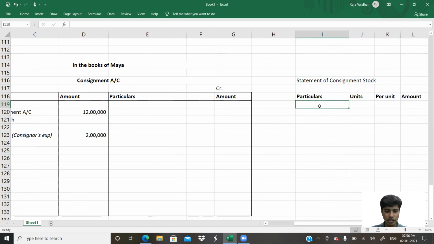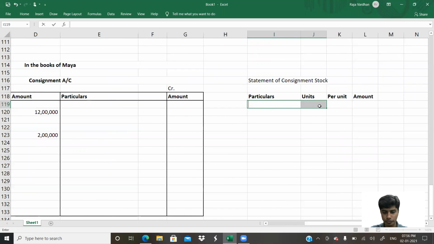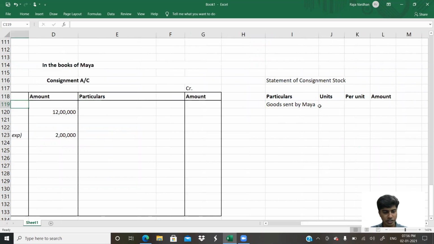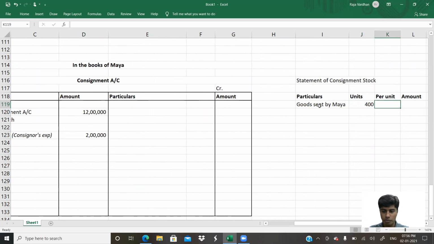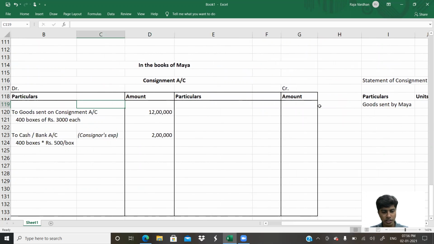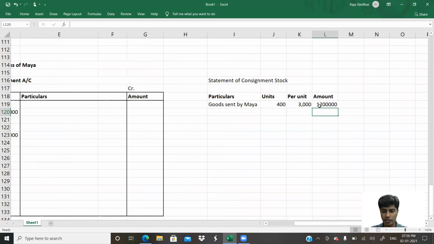Whatever we've written here in the account format, I'm posting it in the form of a statement. First one, goods sent by Maya. How many boxes did she send? She basically sent 400 boxes. What is the cost per box? Per box it is 3,000. So I'll write here 3,000. So it will become 400 multiplied by 3,000, which is 12,00,000.